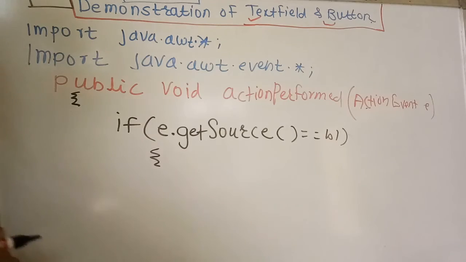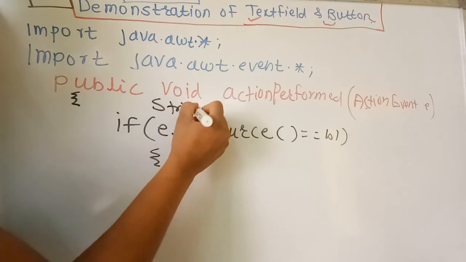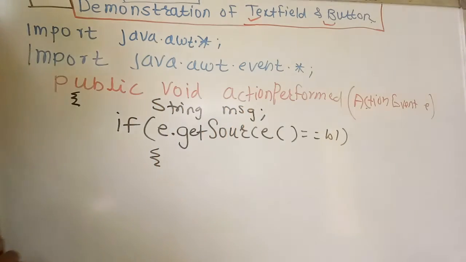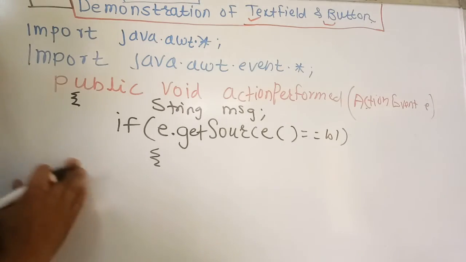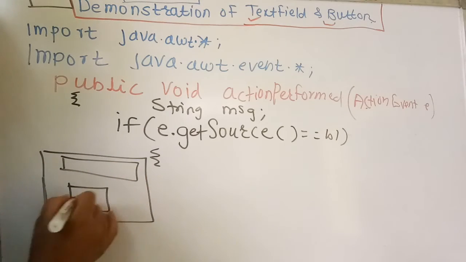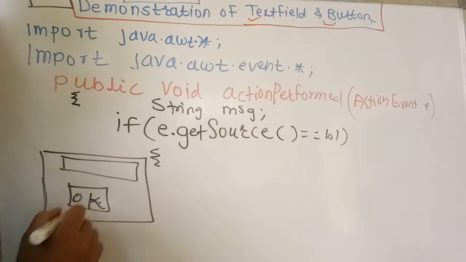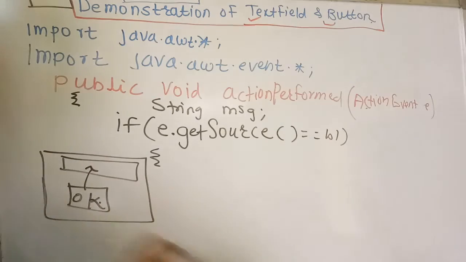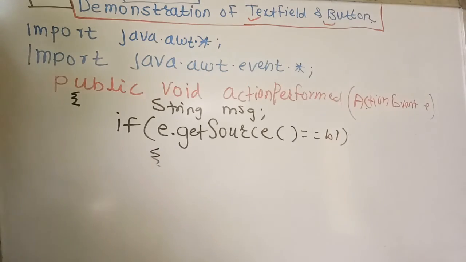For that purpose, we will take one variable of string type, message. Now what action are you designing in this program? Here it is a text field and here it is a button. For example, when you click the button, some message will be displayed in this text field. So how do we display the message in this text field? In the text field mechanism, we have seen that to display any message, we use the setText method. And if we have to take information from it, we use the getText method.